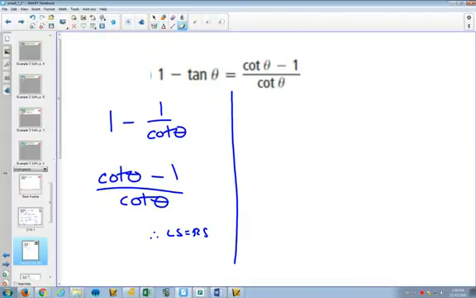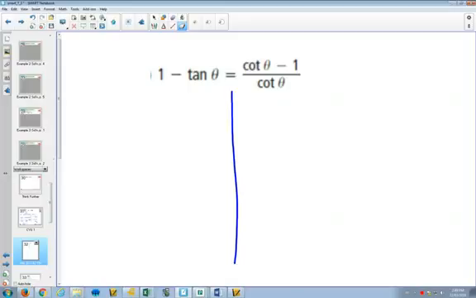Another strategy that's going to come up that you're going to use a lot is everything can be changed to either sine or cosine. So this one, that could have been another strategy that you would think of. I'm going to change everything to sine and cosine. This is probably the messiest strategy in this example, but often is the best strategy to use.